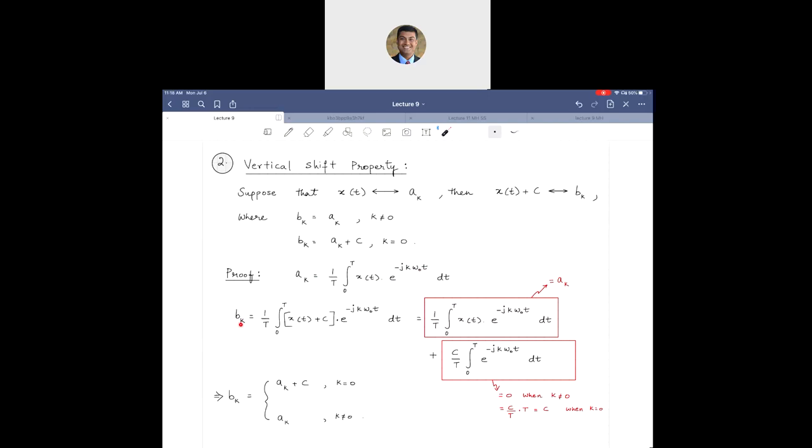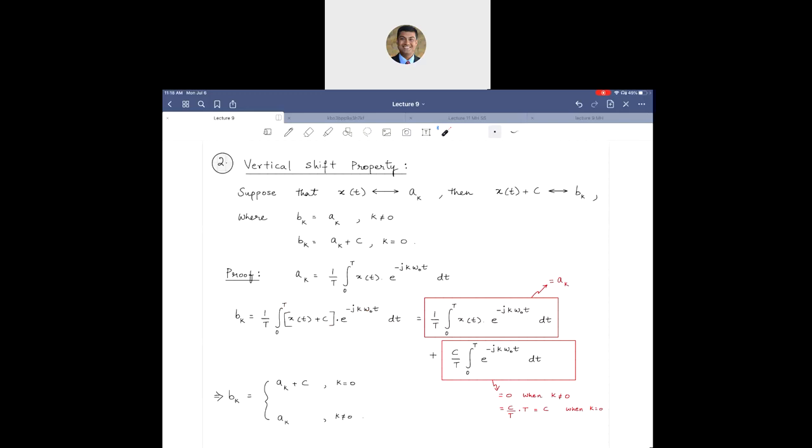Now, when you have a new signal which is x of t plus c, the Fourier series coefficients of that signal were defined as b sub k. So b sub k can be written as 1 over T, right? The time period of that signal is not going to change if I move the DC component. If I move it up and down, the time period doesn't change. So 0 to T, x of t plus c, the new signal, times e to the minus jk omega naught t. Omega naught doesn't change because T doesn't change.